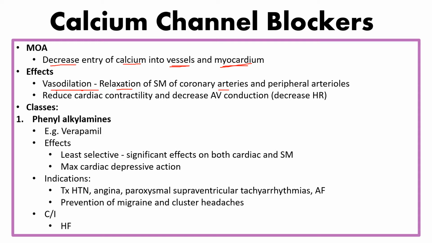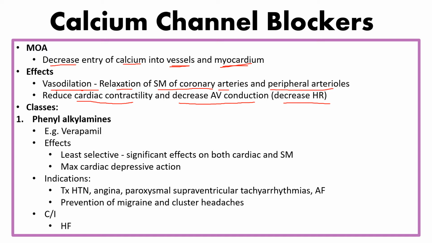This primarily works on the smooth muscle of the coronary arteries as well as the peripheral arterioles. They do not have any effect on our veins. In the heart, they reduce cardiac contractility, which is the force of contraction, and decrease the AV conduction. If we slow down the atrioventricular conduction, then we decrease the heart rate. Those are the net effects of calcium channel blockers. There are 3 different classes, as I mentioned in the previous slide: phenylalkylamines, benzodiazepines, and dihydropyridines.